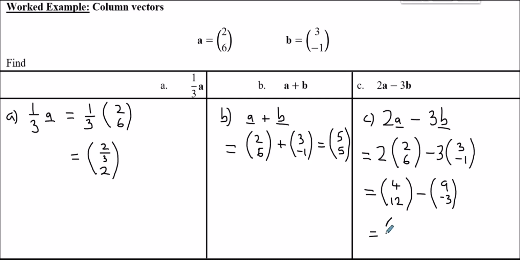We can now go ahead and subtract. 4 minus 9 is minus 5. 12 minus minus 3 is the same as 12 plus 3, which gives us 15. So that's all we need to do for that particular worked example.